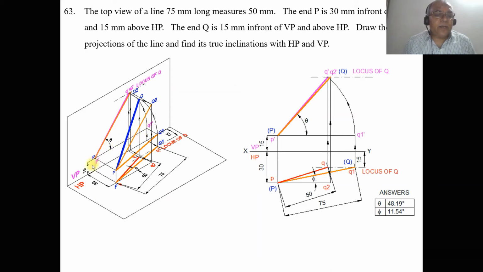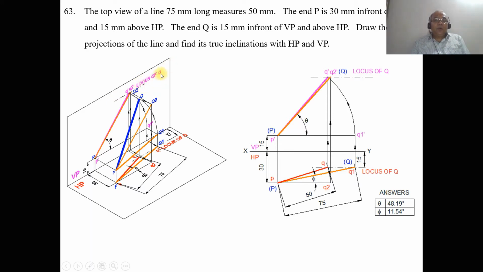Both are parallel to HP because both are above HP by 15 mm. So with P dash as center, taking the radius of P dash Q1 dash, you draw an arc such that it cuts this end projector line here, and you mark this point as Q dash. Join P dash Q dash with a dark line, and then draw a dash dot line so that you get the locus of Q in the front view.